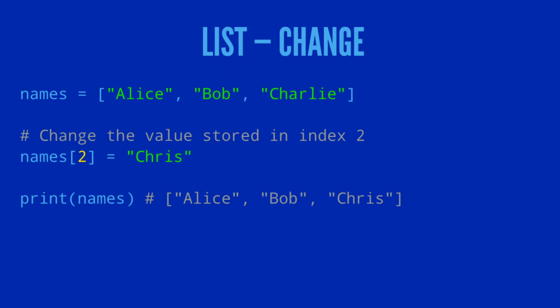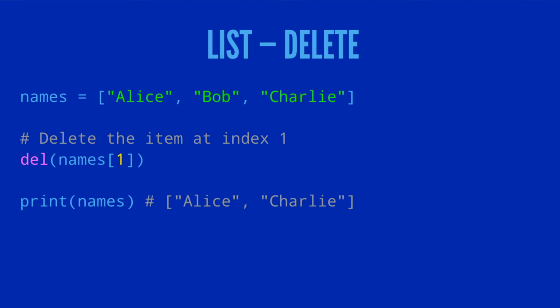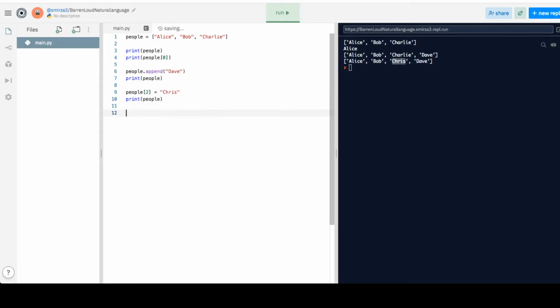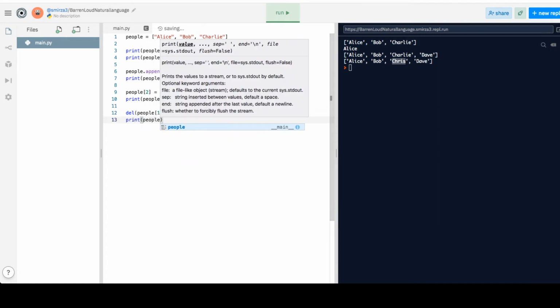You can also delete from your list. So if you just want to get rid of someone completely, you just state del names and then the index of the person or the item you want to get rid of. So you do del, the name of your list, and then the index. So let's try that. So we'll do del, the name of the list, and we're going to get rid of Bob. So he's at index 1. And then again, I'll check this by printing out my list. And you can see now that Bob has been deleted.